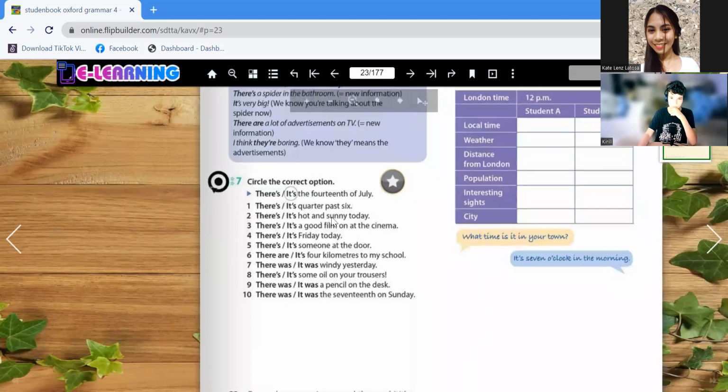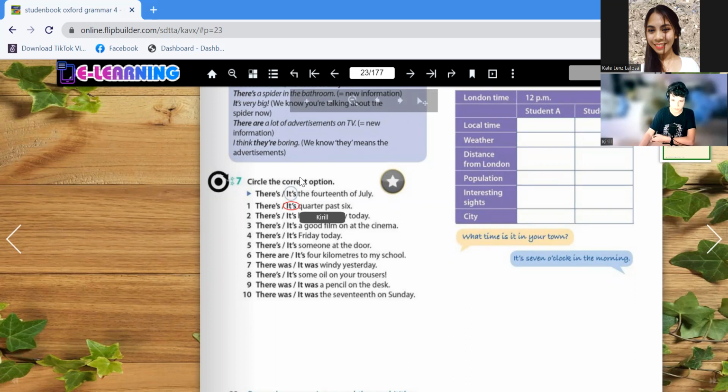Okay, now we will answer activity number 7. Circle the correct option: there's or it's the 14th of July. The answer is it's, because it's telling about the date. Please answer numbers 1 to 10. Number one, it is, because it is about time.